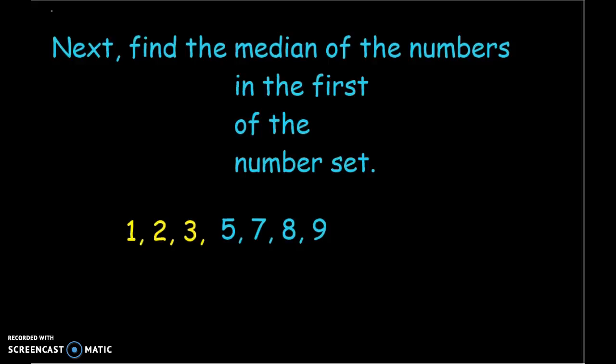Next, we're going to find the median of the numbers in the first half of the number set. Here we see that the number in the middle of the first half is the number 2. So quartile 1 is the number 2.